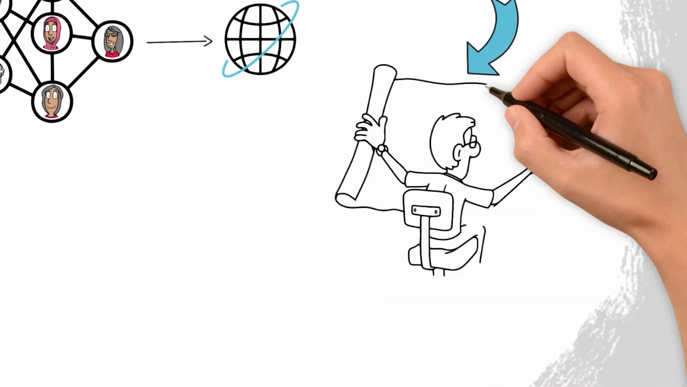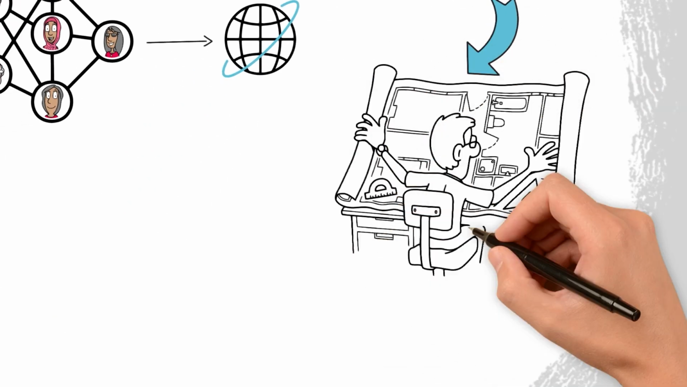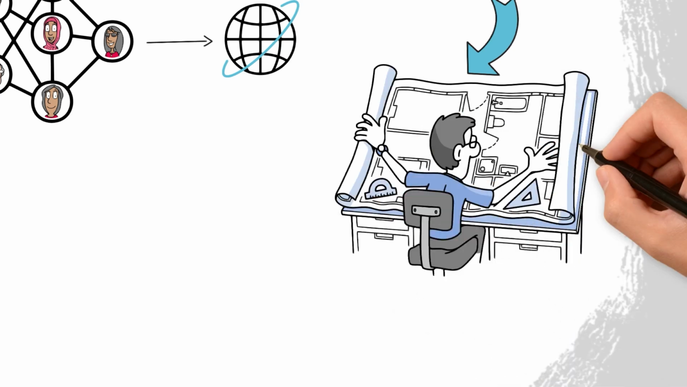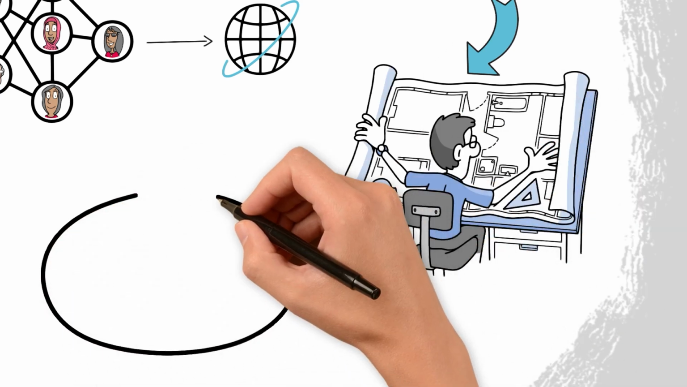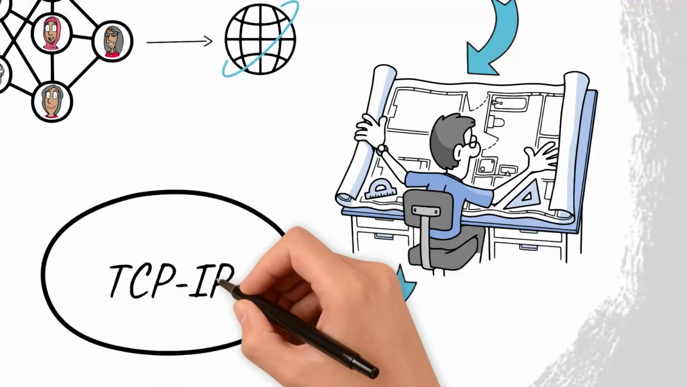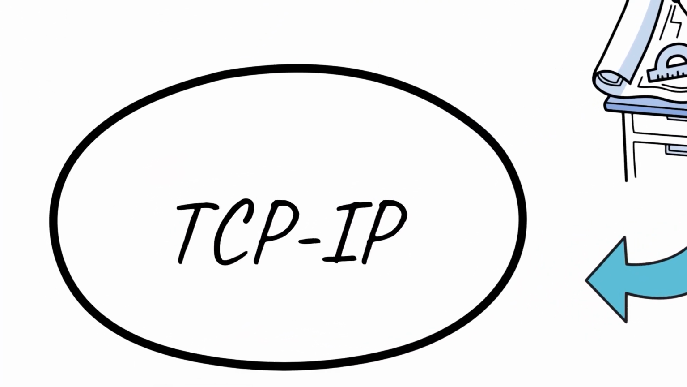For all of this to work seamlessly, computers need to follow specific rules for communication, which are essential for network engineers to learn. And that's exactly what we're going to learn in the next video. TCP/IP, the fundamental set of rules that keep networks running.